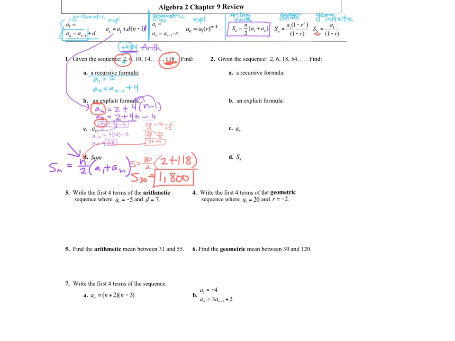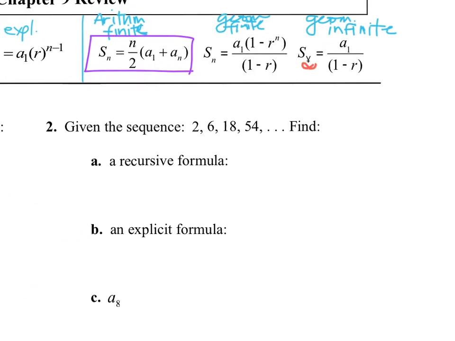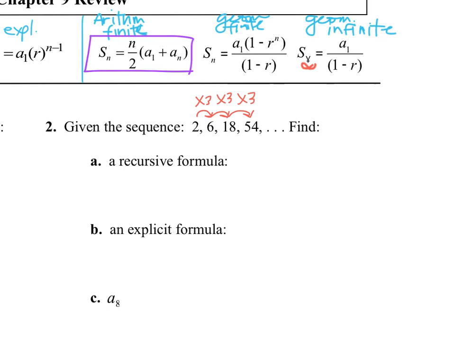Okay. Number 2. Given the sequence up here, find recursive, explicit, a sub 8, and S sub 8. Let's see what this one is doing. To get from 2 to 6 and from 6 to 18 and 18 to 54, we're multiplying by 3 every time. So this is a geometric sequence.